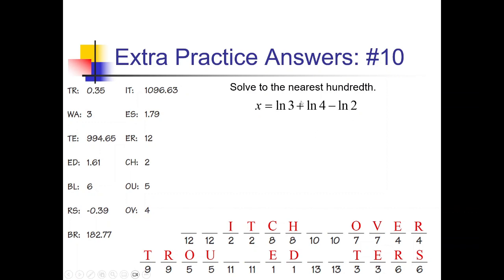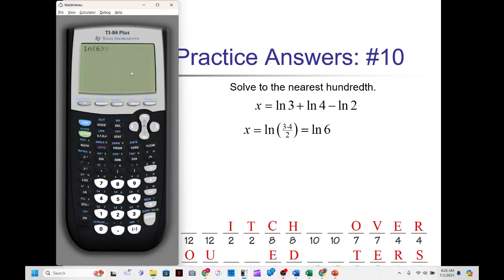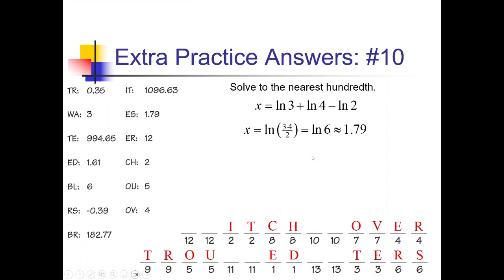So we can combine the addition by multiplying the things inside, and the subtraction by dividing by what's inside. So this is ln of 3 times 4 divided by 2. That's 12 over 2, which is just 6, so ln of 6. And I'll plug that in the calculator now. And doing so brings me to 1.79 as my answer for this one. That's ES, and that's going in spot 10 right there.